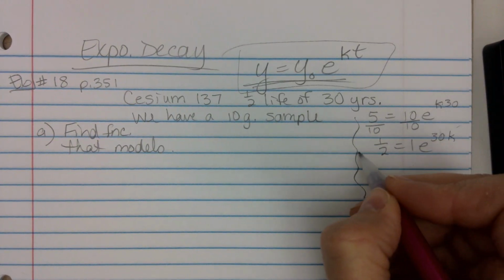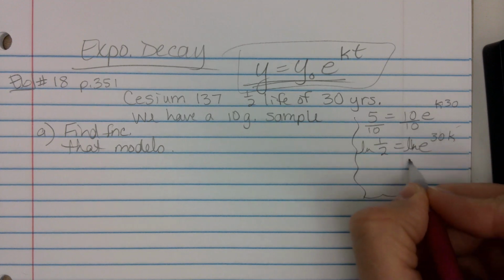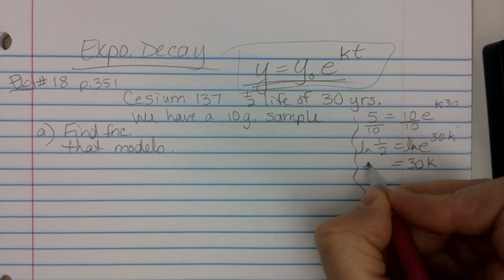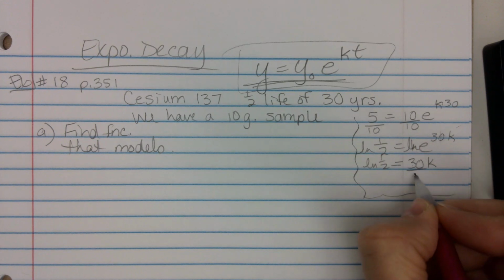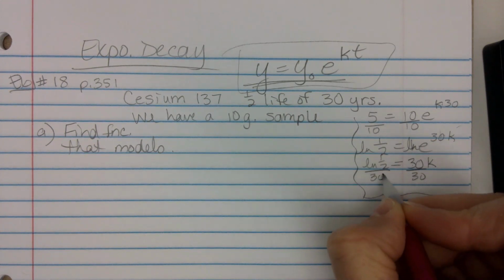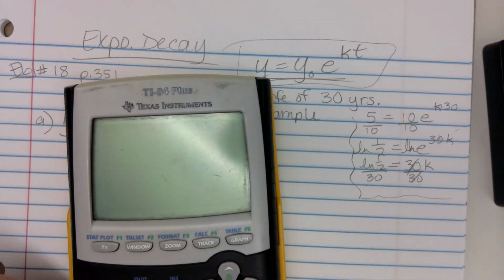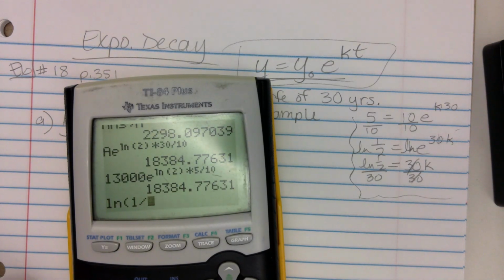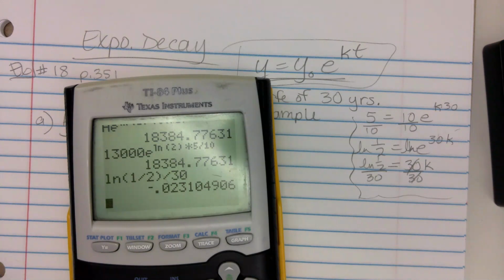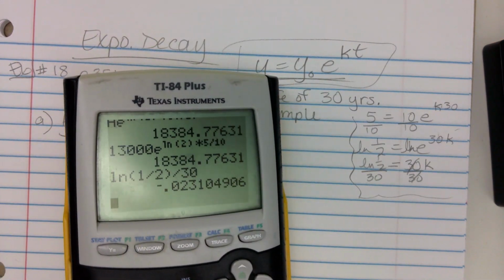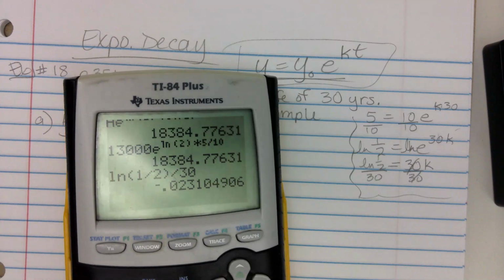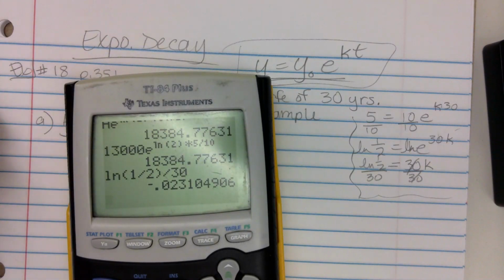Oops, 30k. Divide, I'm sorry, ln both sides, right? 30k equals ln of 1/2. What does my k equal? Ln of 1/2 over 30. And just to show you, natural log of 1/2 divided by 30 is a negative number. Okay? And by the way, since I took this time, I could store that in for k, couldn't I? And just use k for the rest of the time.